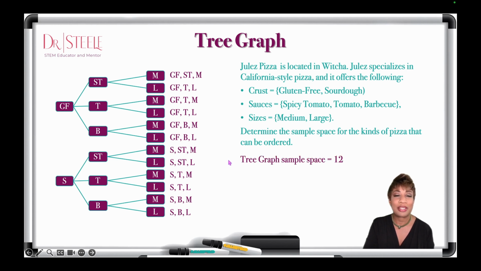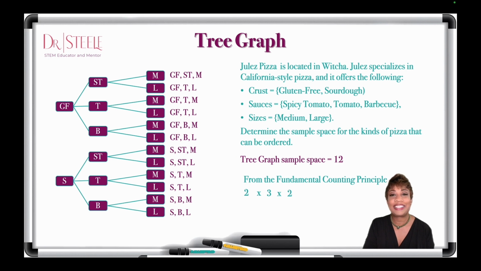Now I'm going to hip you to something kind of new called the fundamental counting principle, which is another way we can solve this problem. So fundamental counting principle, basically I'm going to put how many options I have for each possibility and then multiply them. So for example, for crust, I have 2 possibilities. Multiply that by, for sauces, I have 3 possibilities. And for sizes, I have 2 possibilities. And guess what? If we multiply all that together, it's also going to equal 12. And so that is the fundamental counting principle.